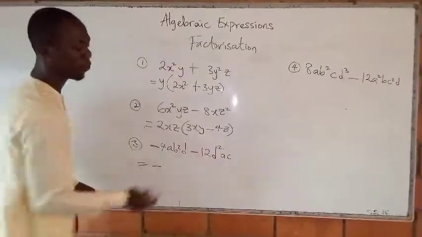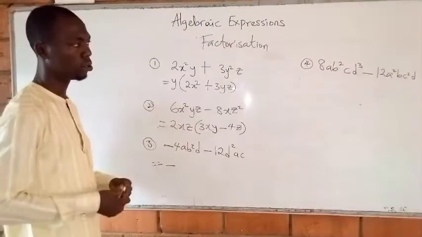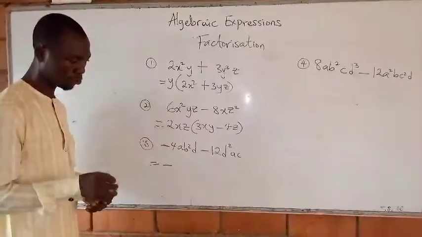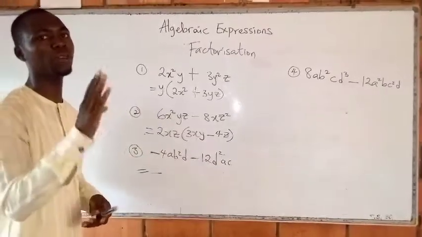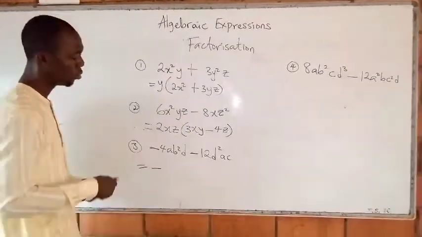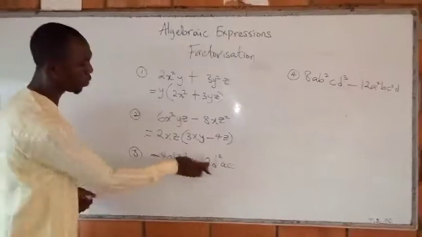4 and 12. What is the highest common factor? 2 can divide both of them. 4 can also divide both of them. So we are picking 4 because it is bigger than 2. So 4 is the highest common factor of 4 and 12.